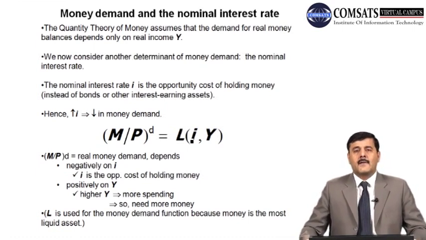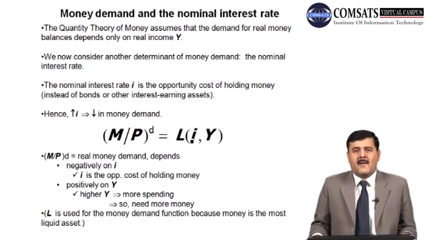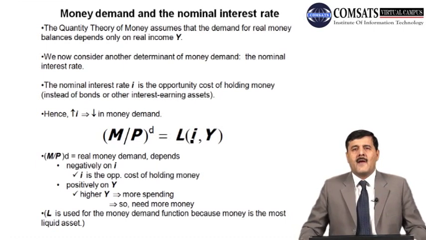Now we'll talk about the demand for money function. As we know, the quantitative theory of money assumes that the demand for real balances, or the demand for money, depends only on the income or real income in the economy. Why does it depend on that? As we determined a function last time, we have determined the demand for real balances or demand for money function.